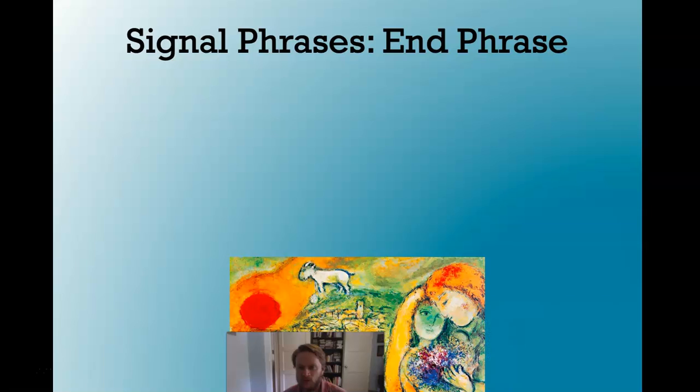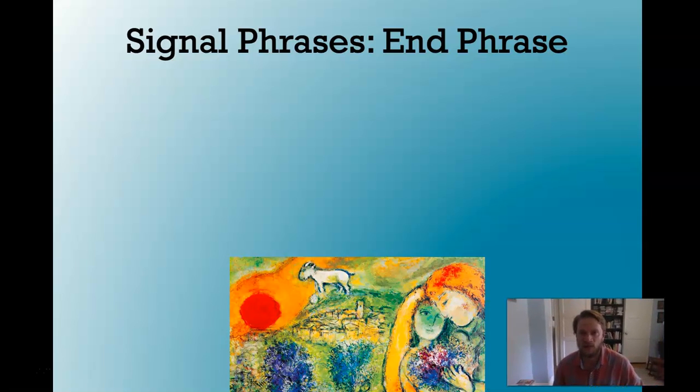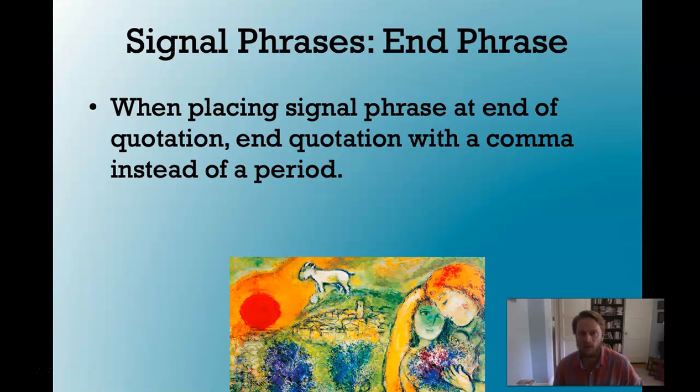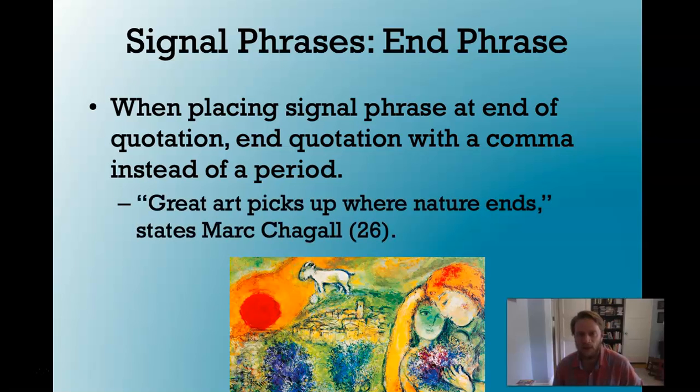A signal phrase can also come at the end of your sentence. This is called an end phrase. So when placing a signal phrase at the end of a quotation, end the quotation with a comma instead of a period. Take a look at this example. "Great art picks up where nature ends," states Marc Chagall. So here you have a comma rather than a period. Then you have your quotation marks, then you have a space, then you have your signal verb, states, and your author, Marc Chagall.